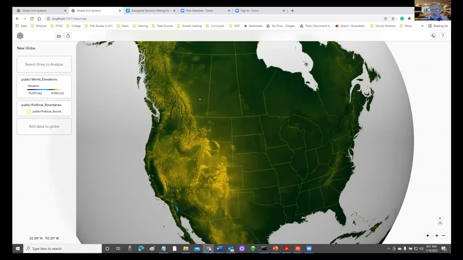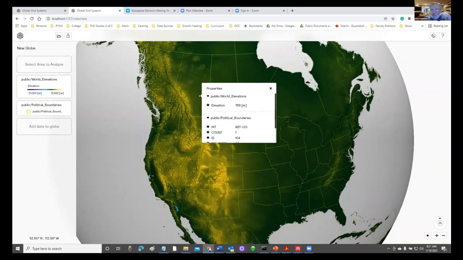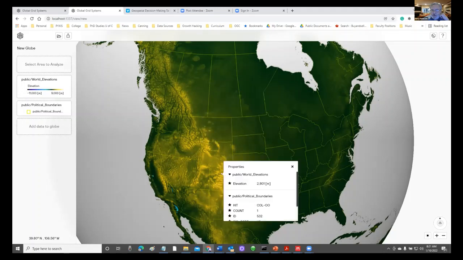If I right-click on this, I'm actually sending a query to that elevation data, and it tells me that at that location, there's a tiny cell that's holding a value of 799 meters. If I move over into the mountains here of Colorado, I know it's Colorado because I've got the political boundaries on there, it's giving me all those attributes at the same time. It is indeed a higher location there, 2,801 meters.